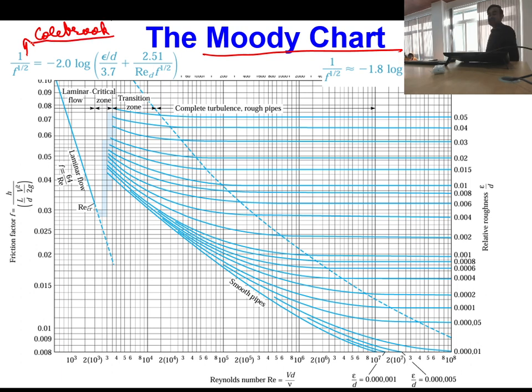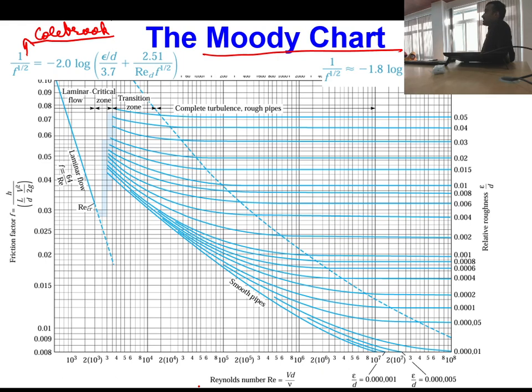This Moody's diagram is basically based on the correlation of Colebrook. Colebrook did significant experiments and developed this particular correlation: 1 by f power 1 by 2 equals minus 2.0 log of (epsilon by d divided by 3.7 plus 2.51 by Reynolds number times f power 1 by 2). This is the detailed correlation based on which a diagram is plotted, and this diagram is nothing but the Moody's diagram.